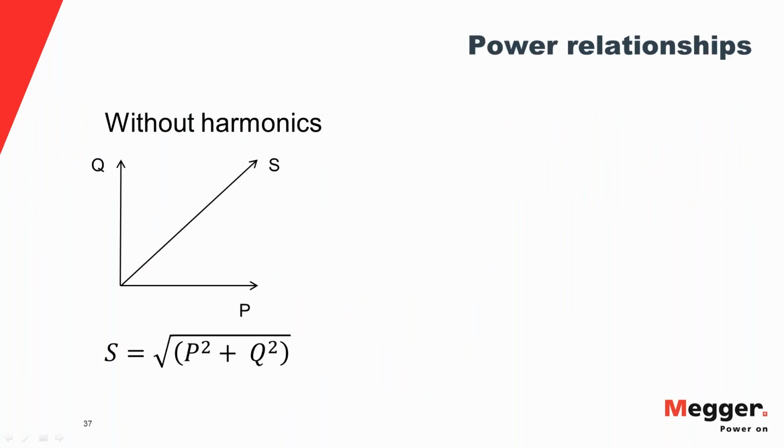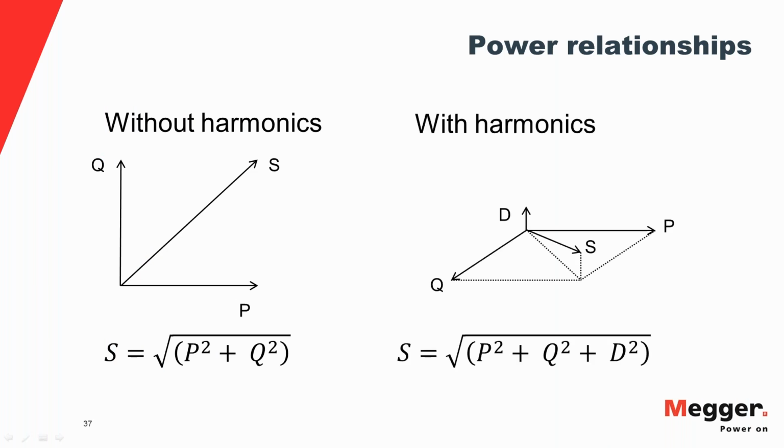This is what we are familiar with. This is for a harmonics-free system, so the relationship between apparent power S, real power P, and reactive power Q. But if you have harmonics in the system, there is an additional term D in the equation, and this is what the relationship becomes.